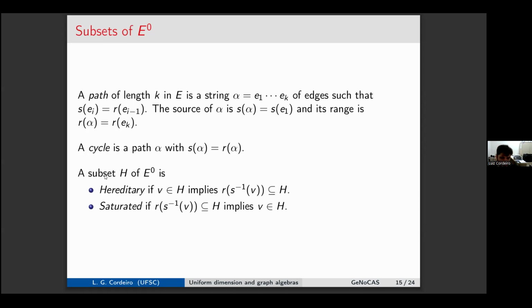And a subset H of the vertex space of E is hereditary if it has this condition. It says that if there is a path which starts at H, then its range also belongs to H. And it is saturated if it has the opposite condition. Whenever all the vertices which can be connected to a vertex V belong to H, then this vertex V also belongs to H.